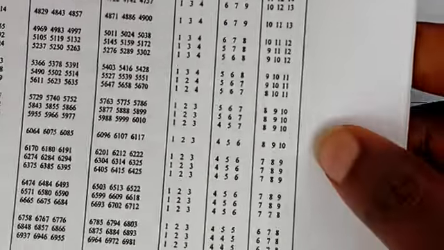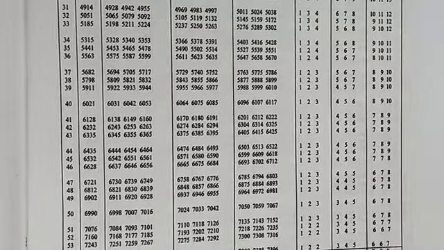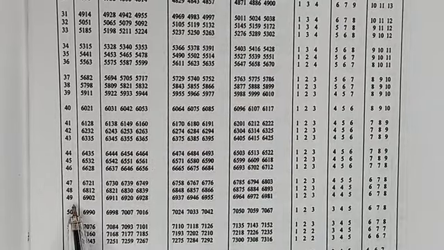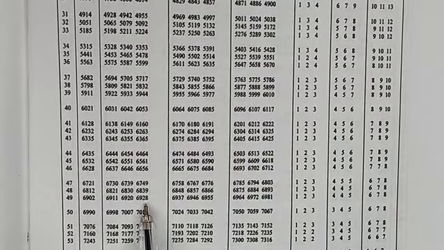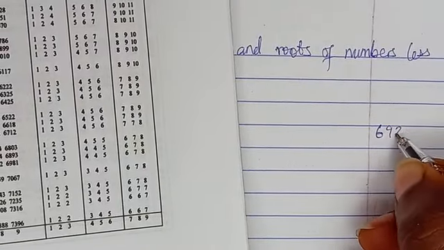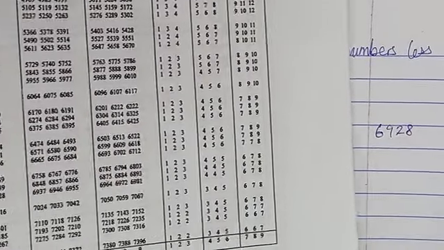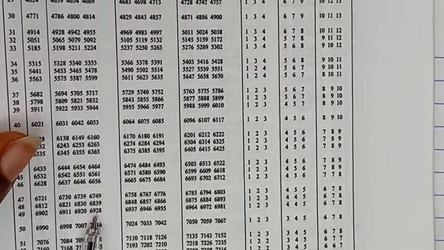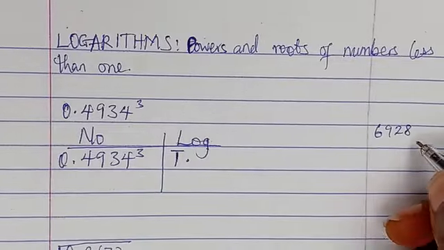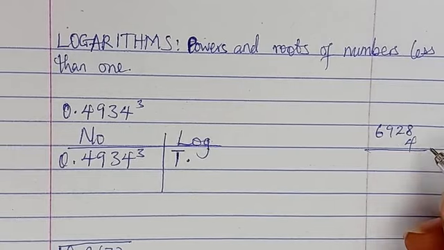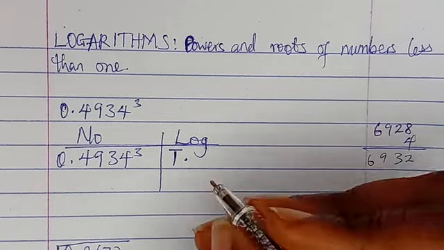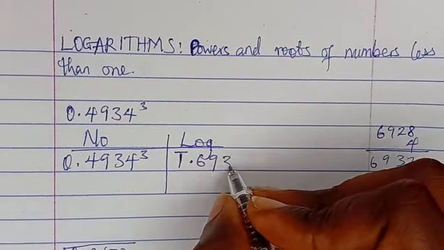So we come to the log tables. This is 49 under 3, 6928. So we write that 6928. 49 under 3, difference 4. Difference 4 is 4. So we add up. So this gives 6932. So 6, 9, 3, 2.